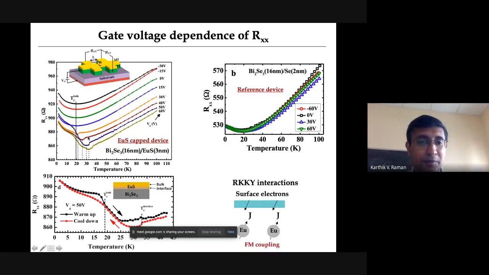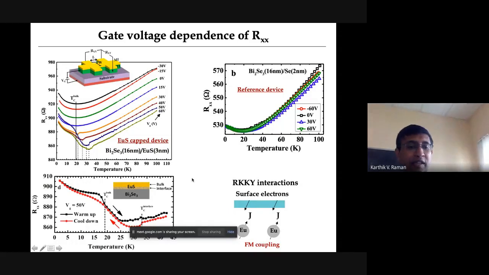More importantly, at this particular gate voltage, where primarily you are increasing the carrier concentration at the top interface between the bismuth selenide and the EuS, you see this sharp resistance drop, and you see an increase in the temperature at which this upturn in resistance happens. If I do the same measurement, say at 50 volts, while cooling down and warming up, you see a clear difference in the response. You have a small hysteresis appearing at around 19 Kelvin, which is close to the bulk TC of EuS, and you have another one appearing at around 32, 33 Kelvin.